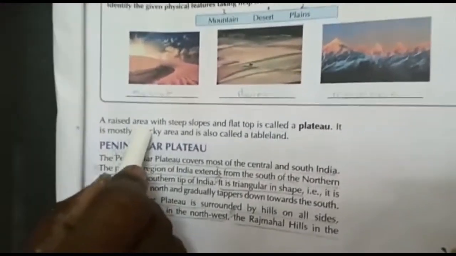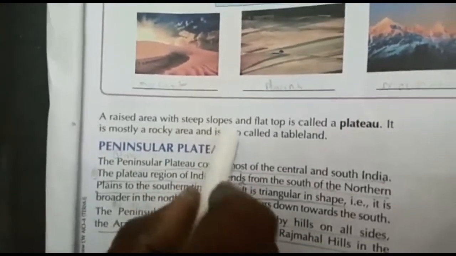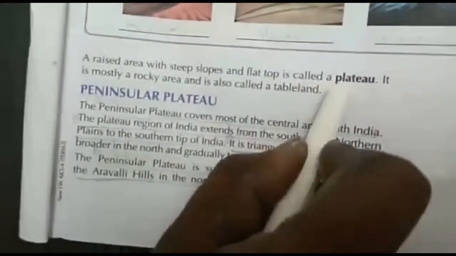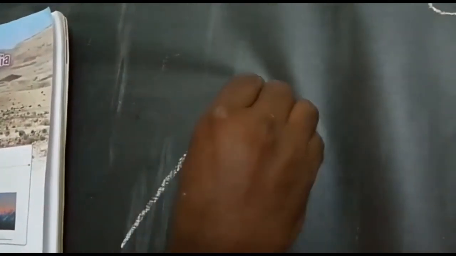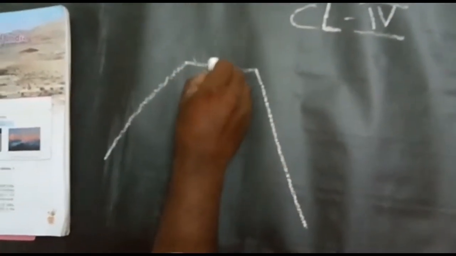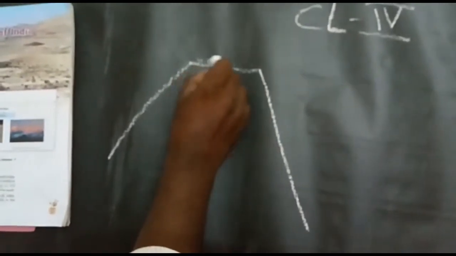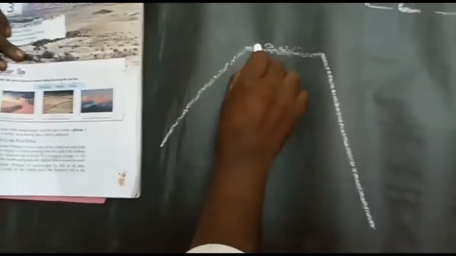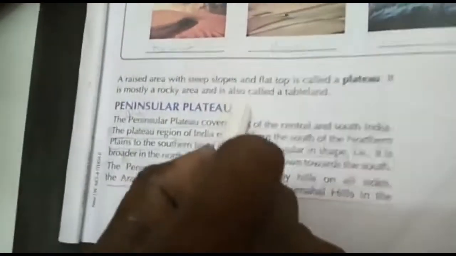Now I have to discuss what a plateau is. A raised area with steep slopes and a flat top is called a plateau. Like this, you can see a raised area, a flat area, then steep slopes, and here there are some rocks. So this is a rocky area. This is stable land. It is mostly a rocky area and is also called a tableland. This is a plateau.